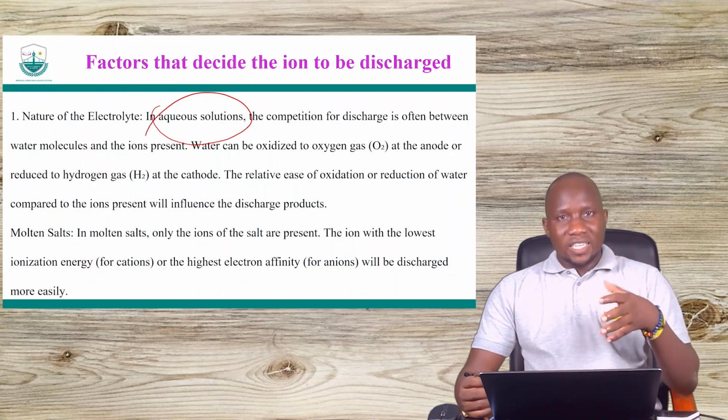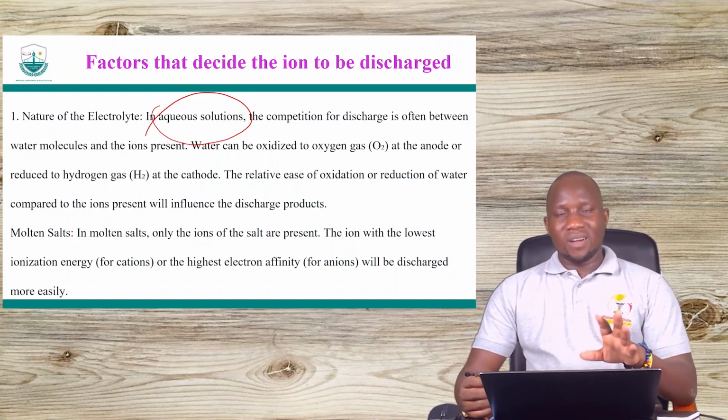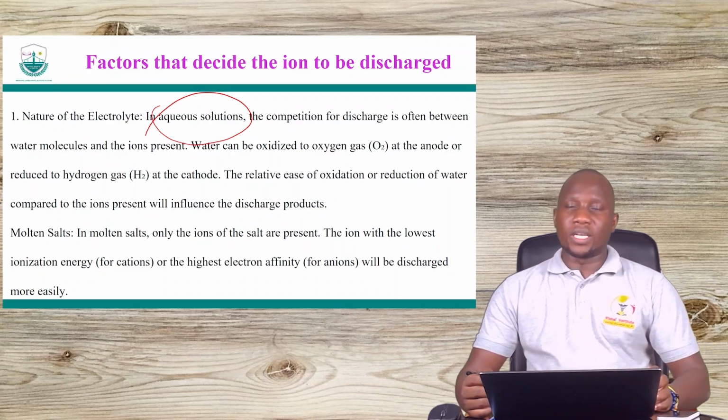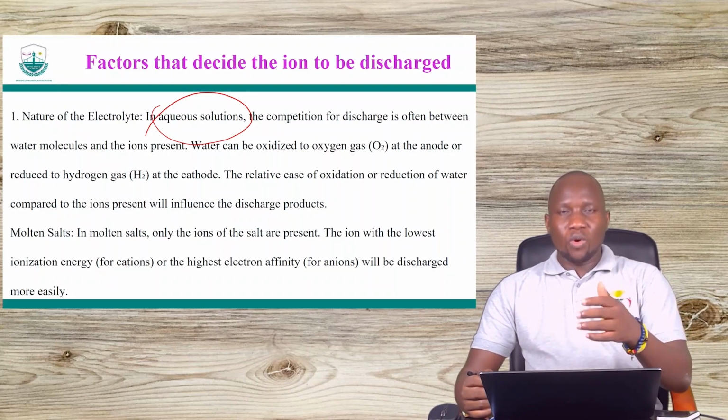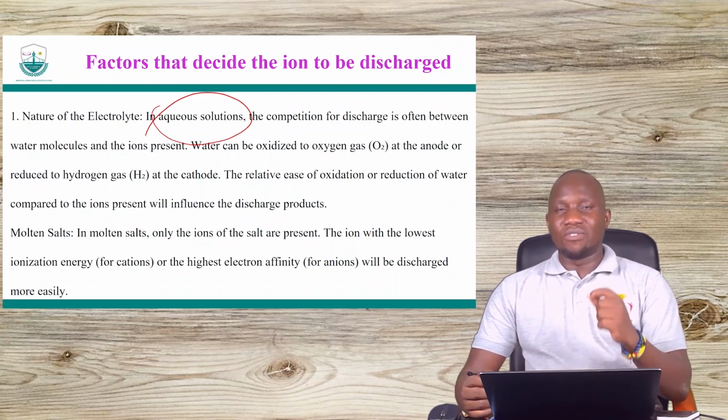Okay, but in molten state, where you don't have water in there, you will have only the ions from the electrolyte, and therefore that means that you are not having competition from the hydrogen ions and the hydroxyl ions that come from water. Okay, but there is also competition even if the ions are from the salt or the electrolyte.